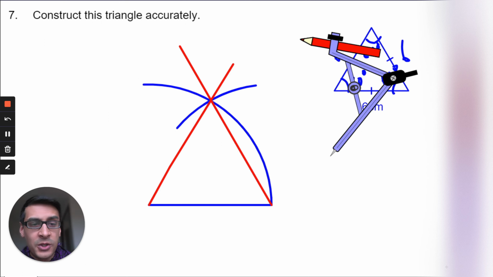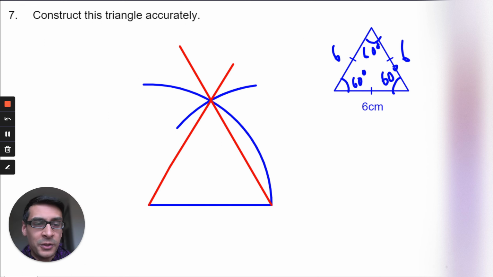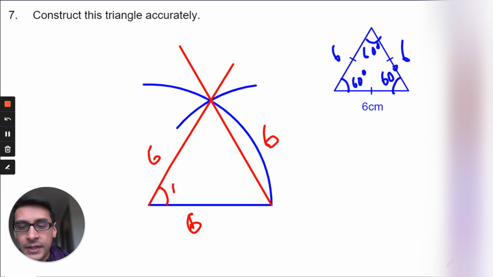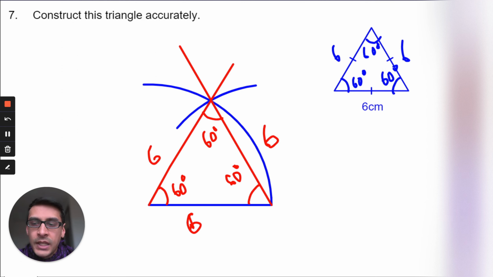Next thing we do is make sure we label all the sides. It's very important we do that. So 6, 6, and then we've got the angles 60, 60, and 60. And there's your construction.